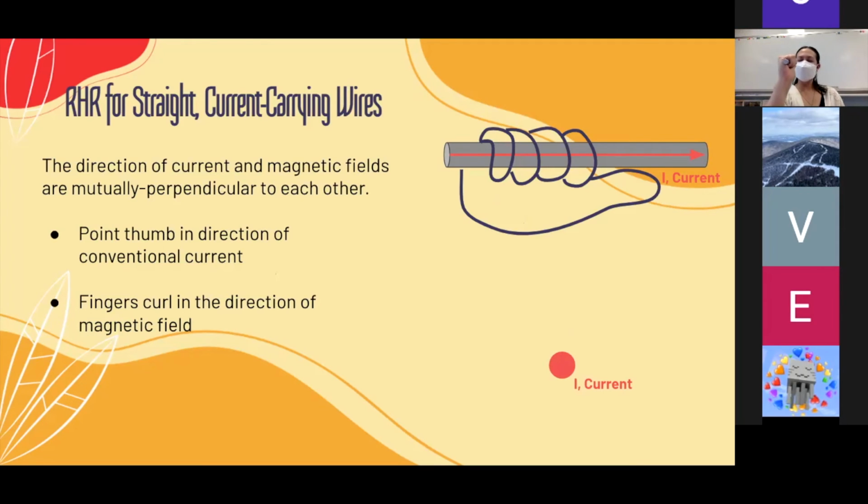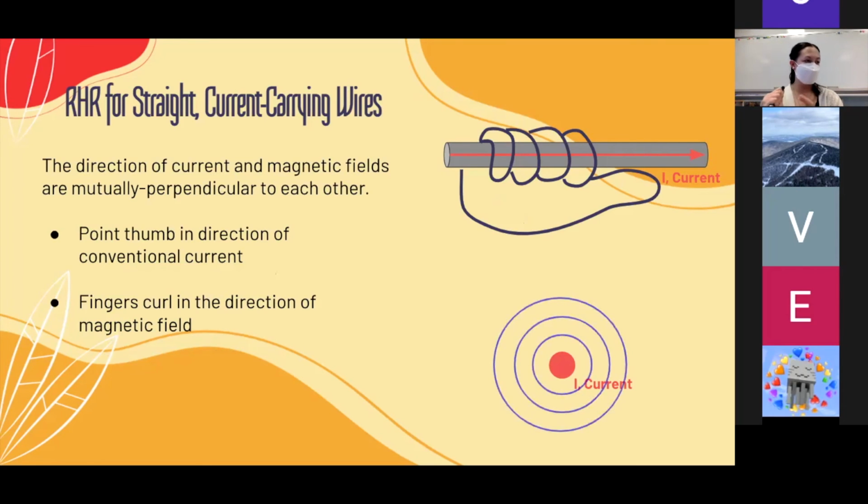And from that view, I can see that my fingers are making a circle, so I know it's a circle. But I see that my fingers are going in the counterclockwise direction. If I had this as a current going towards me, I would be looking down and seeing compasses going in a circle around it.